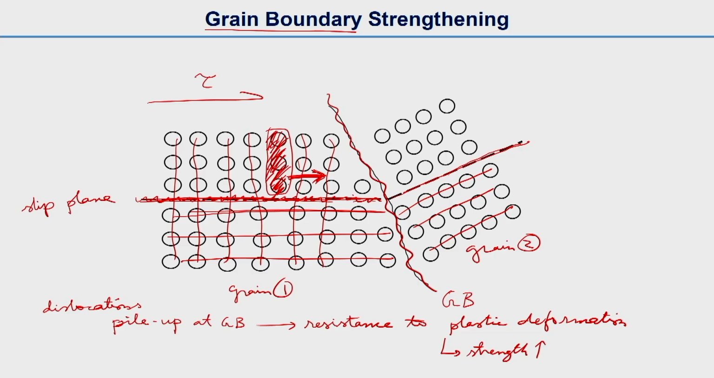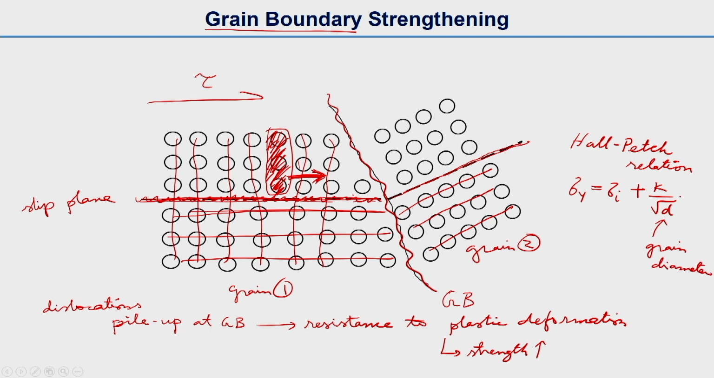These are the strengthening mechanisms of metals. I want to tell you one more thing that I forgot in the grain boundary strengthening. Grain boundary strengthening also has a mathematical relation called the Hall-Petch relation. With the help of that relation we can quantify the grain boundary strengthening: sigma y equals sigma i plus k root d. Here d is the grain diameter, and k is a constant, and sigma i is the base stress we discussed earlier, the stress to move a dislocation in a single crystal, and sigma y is the yield stress.